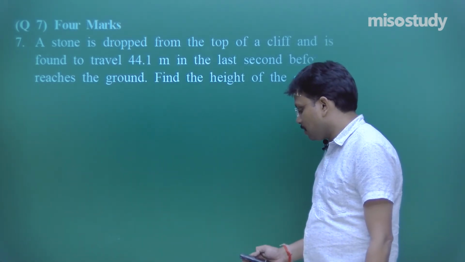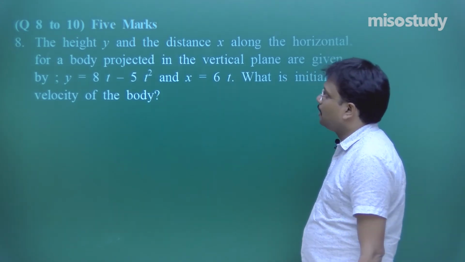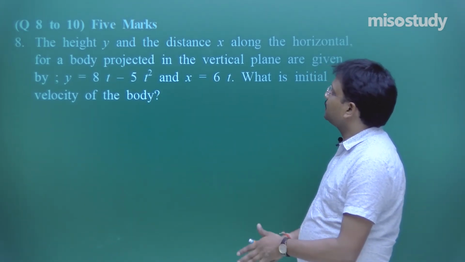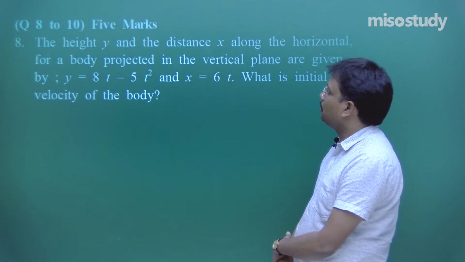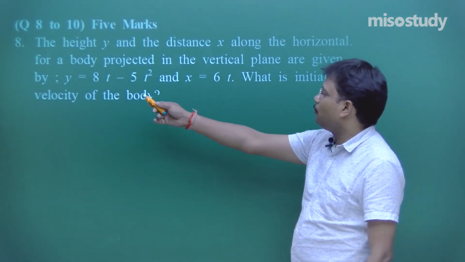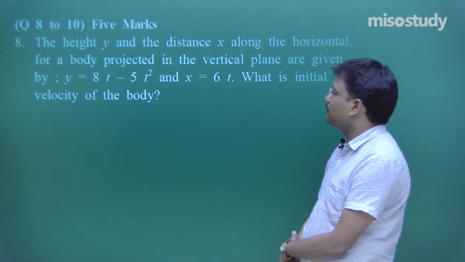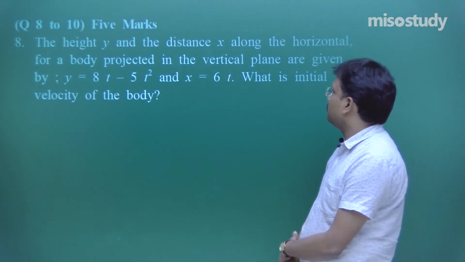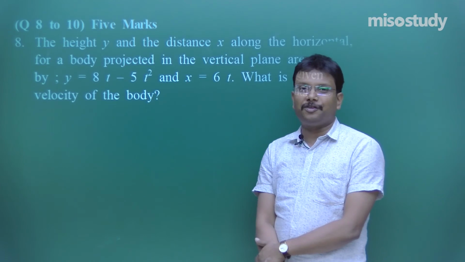Then comes question number 8. The height y and the distance x along the horizontal for a body projected in a vertical plane are given by y equal to 8t minus 5t square and x equal to 6t. What is the initial velocity of the body?